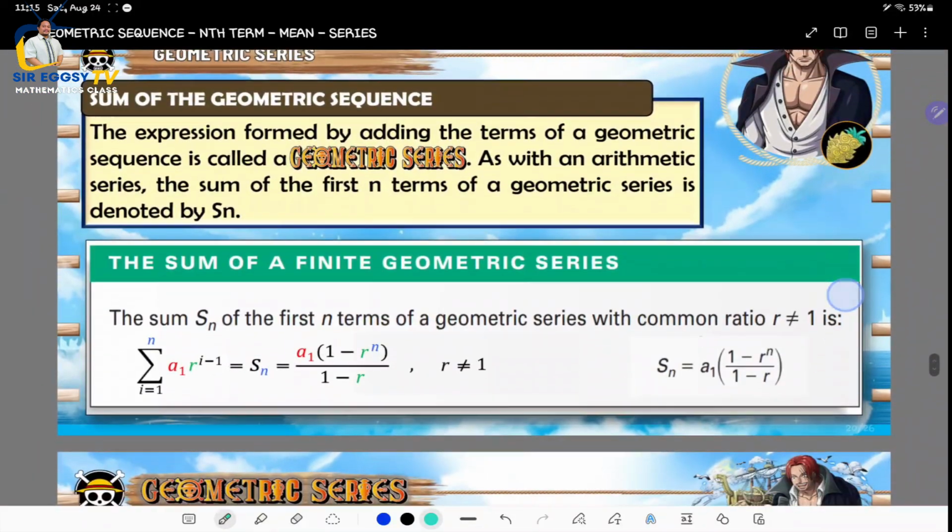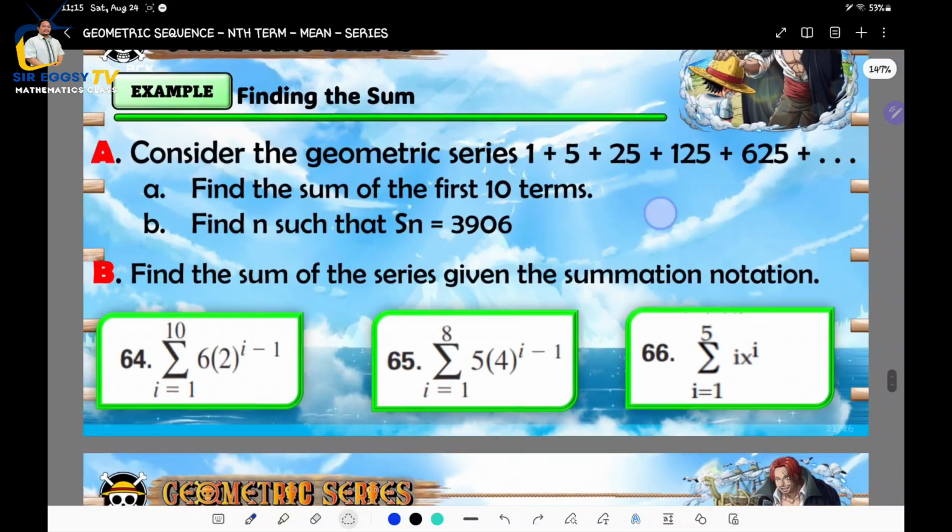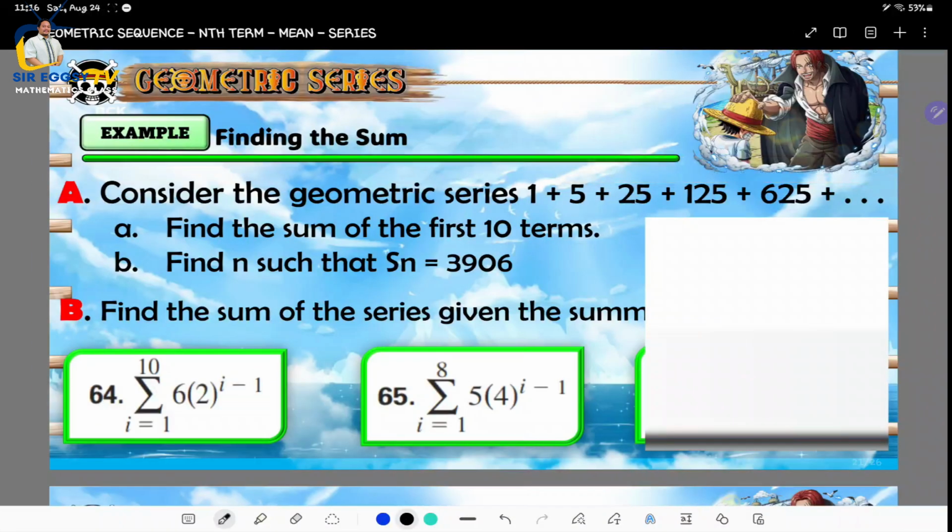Now, let's have the next problem, which is the geometric series. So, for the geometric series, we have this formula that we have to use. Okay? Let's just copy it. So we will be using this formula in finding the geometric series. For this problem, consider the geometric series. Find the sum of the first 10 terms.